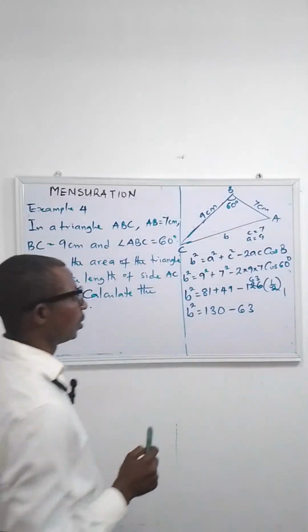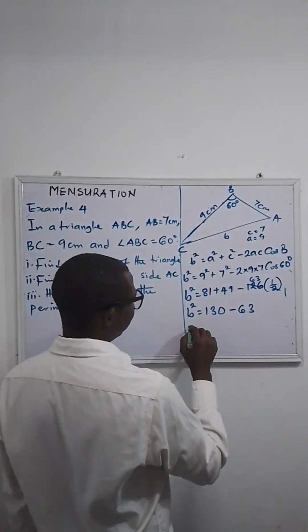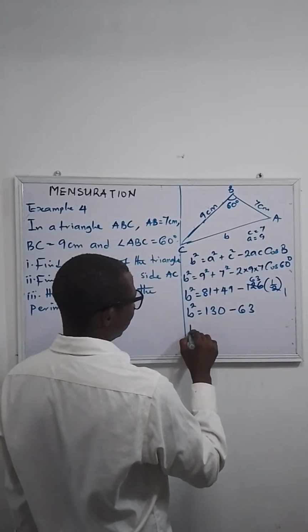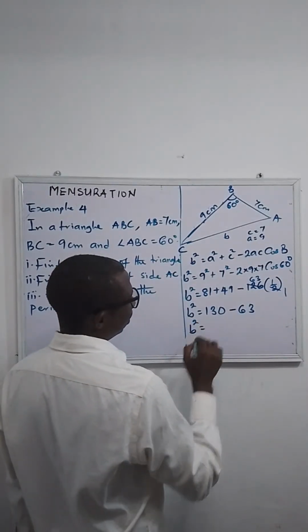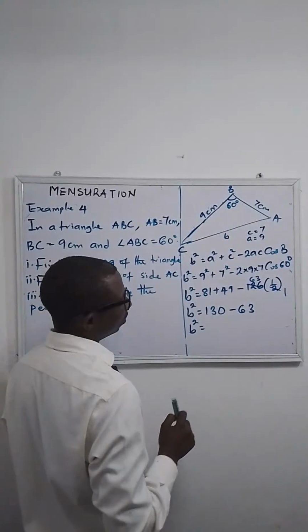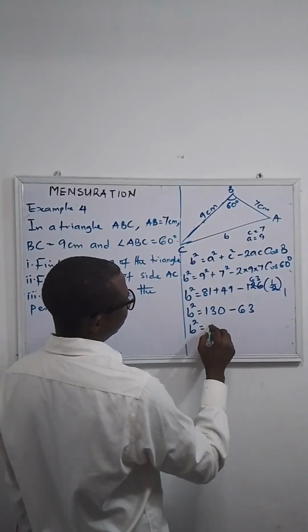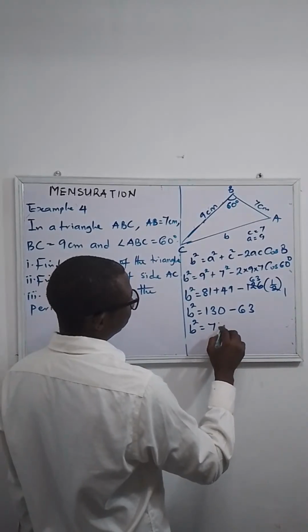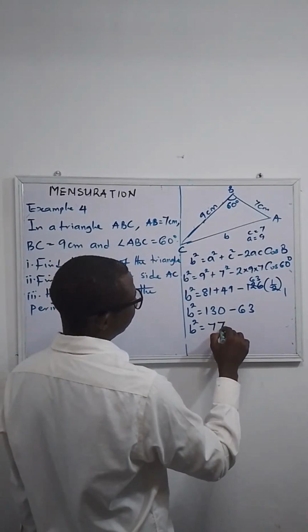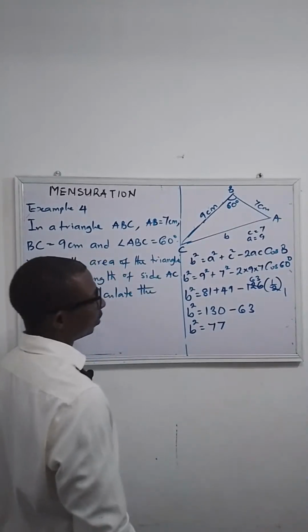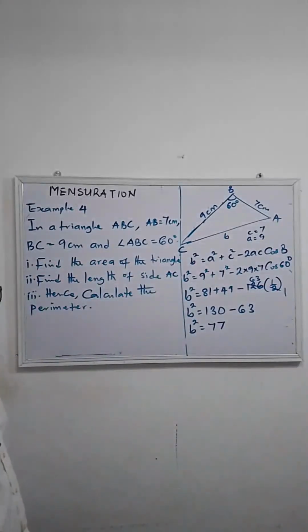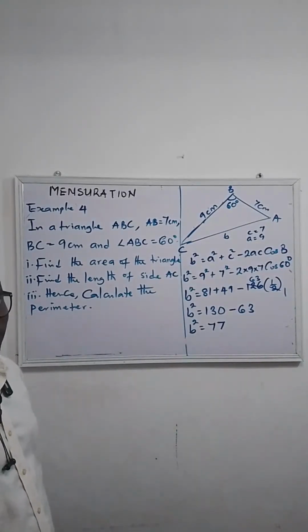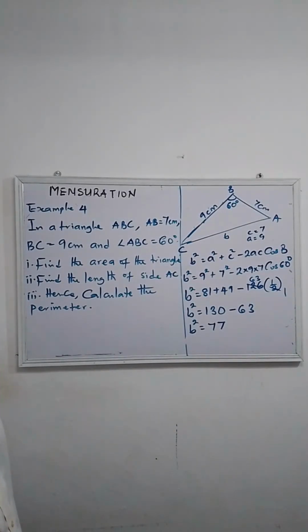Okay, so now we have b squared. Now it's going to be what? That is going to be 70 watts. That's 77. So okay, that is what we have. Then we can find the square root of both sides.